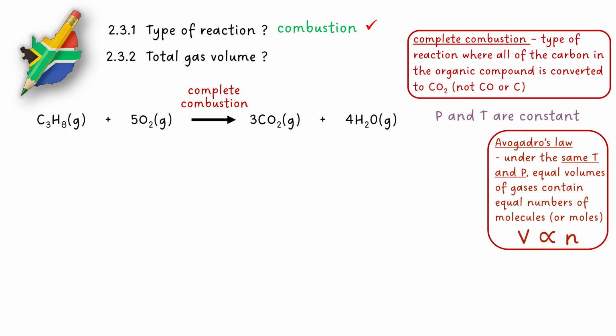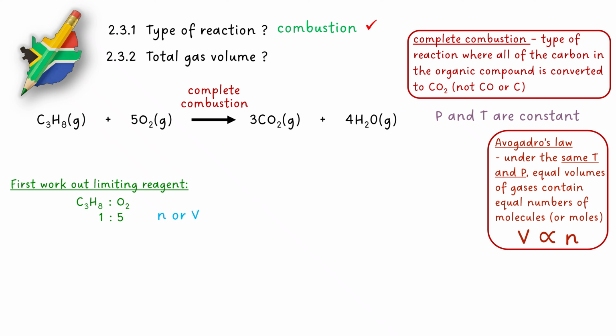Now, whenever we have gases at the same temperature and pressure, we must think of Avogadro's law. Avogadro's law states that equal volumes of gases contain equal numbers of molecules if they are under the same temperature and pressure. And so, the volume of gas is directly proportional to the moles of gas present. That means the coefficients in the balanced equation can be used directly as volume ratios or as mole ratios. In other words, propane to oxygen will react in a 1:5 mole ratio or a 1:5 volume ratio.